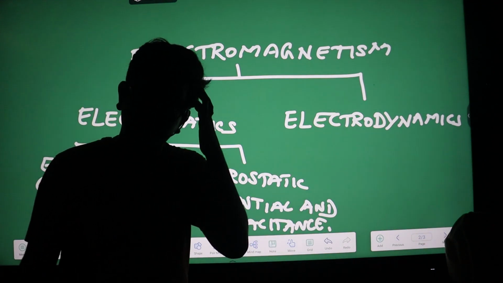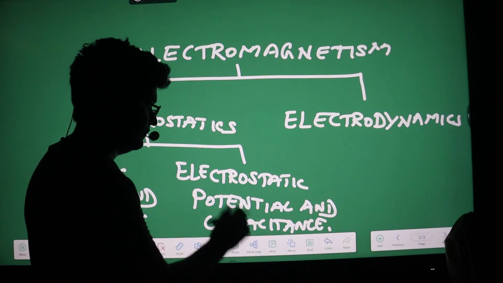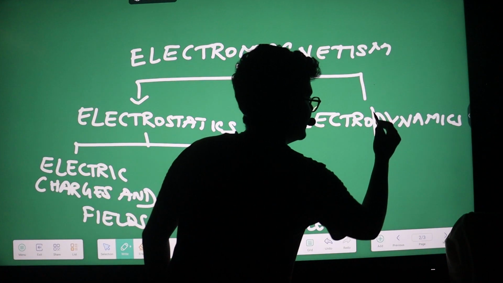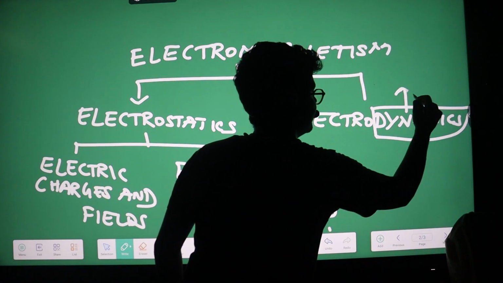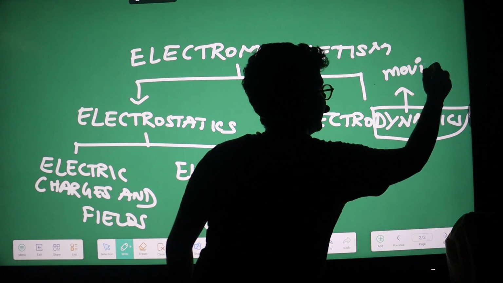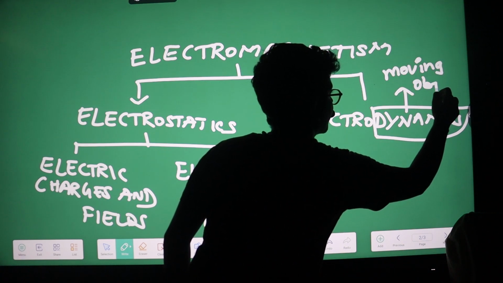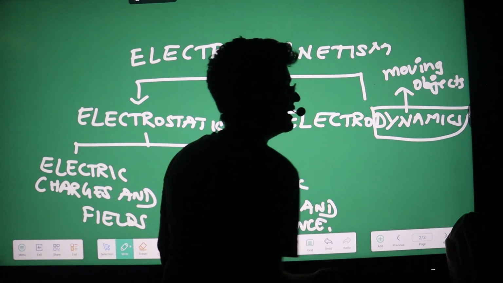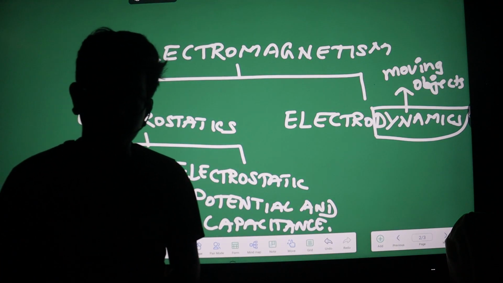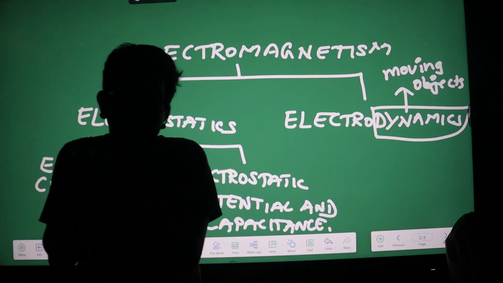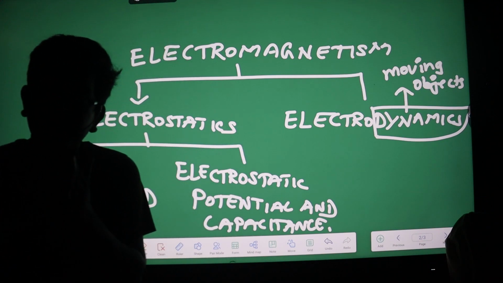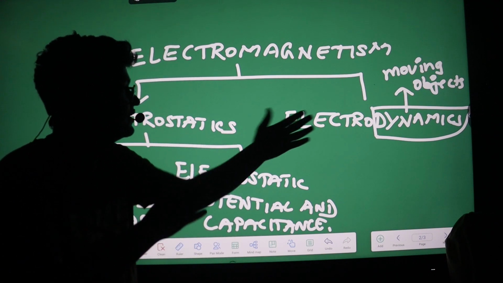I'm just giving you the introduction of the first volume book. So here electrodynamics, dynamics in the sense moving objects, right? Moving objects, you can even say kinematics. What is the difference between kinematics and dynamics? There is a major difference between kinematics and dynamics.